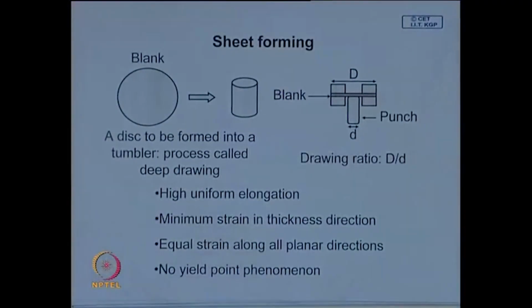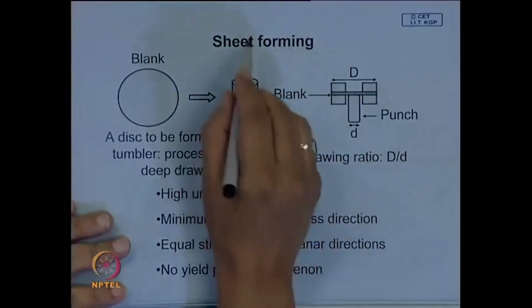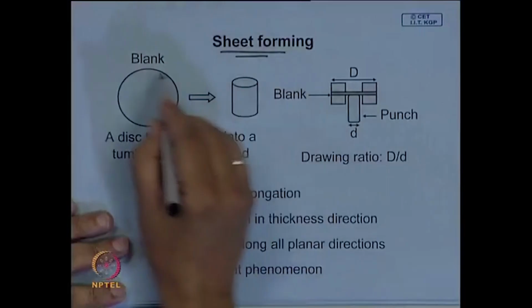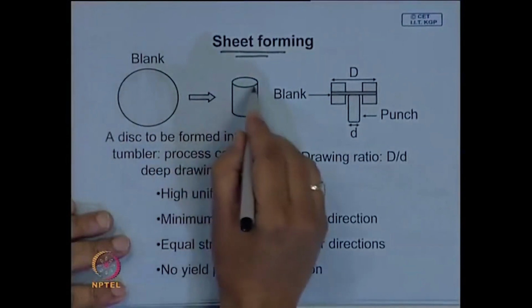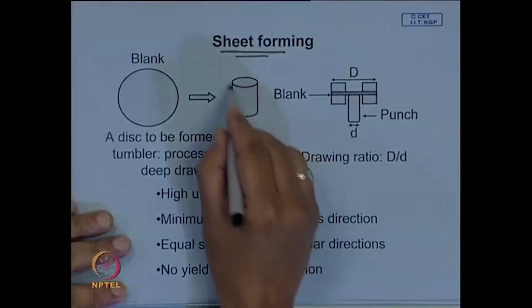Now, let us see some of the applications. In certain cases, we know that to some extent anisotropy is desirable, whereas in certain other cases it is undesirable. Now, look at the case of sheet forming. How do you do sheet forming? You have a blank, and from that you are trying to deep draw and make a tumbler like this.